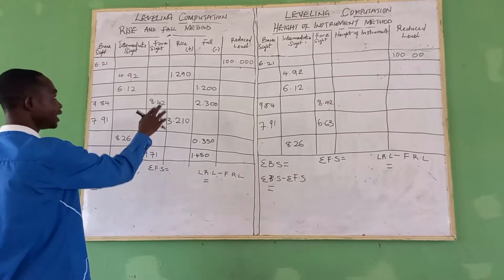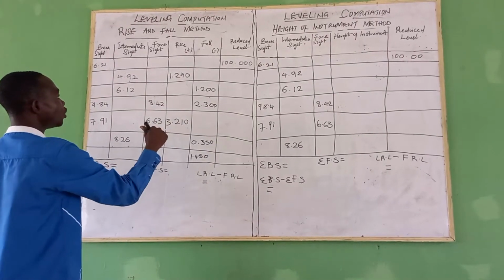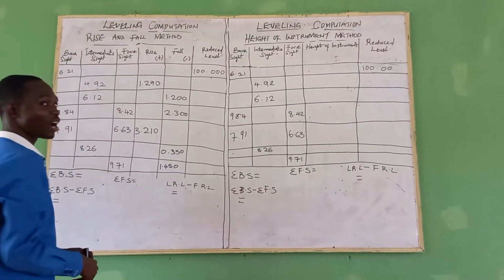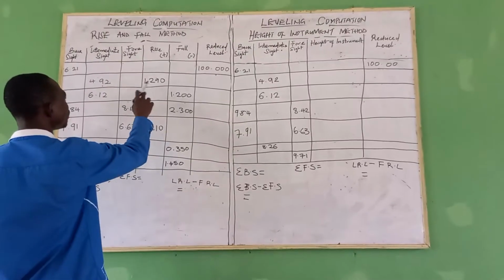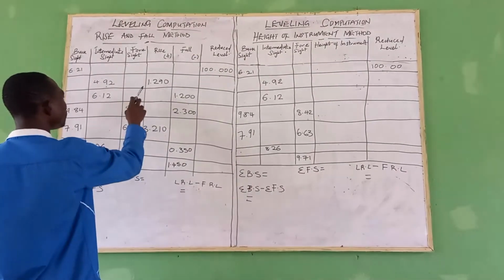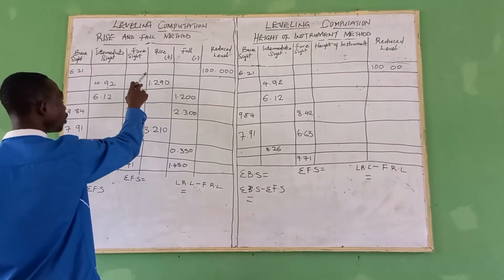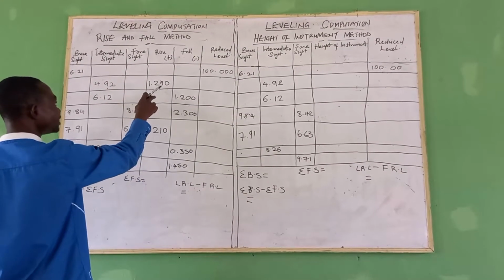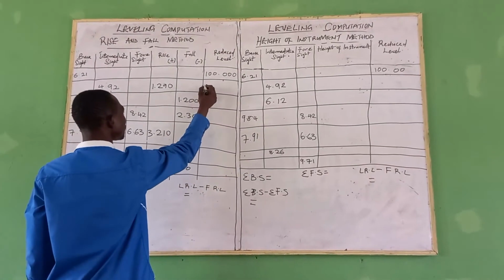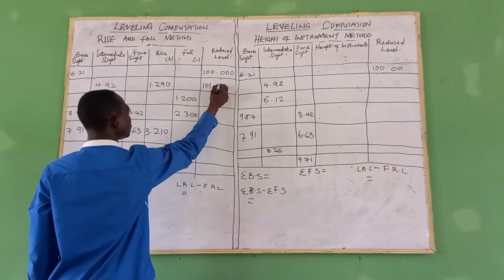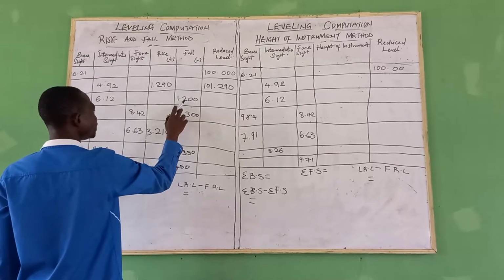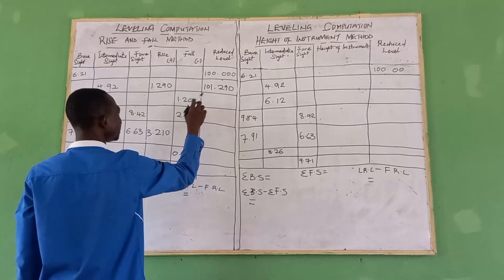Now, after you obtain your rise and fall values, to get our reduced level, addition or subtraction of rise and fall will give us the next reduced level. Since this one falls under rise, it's going to be 1.290 plus the initial reduced level. What do we have? 101.290. Now, subtract 1.200 from the previous reduced level.